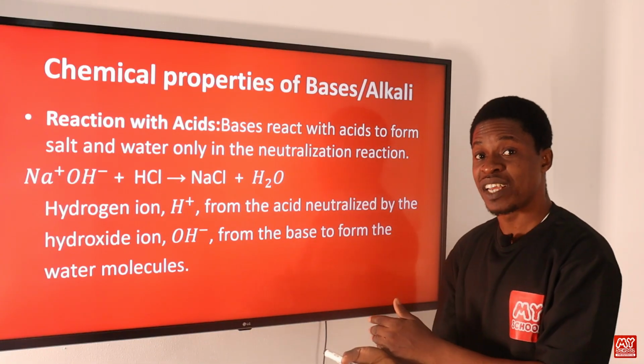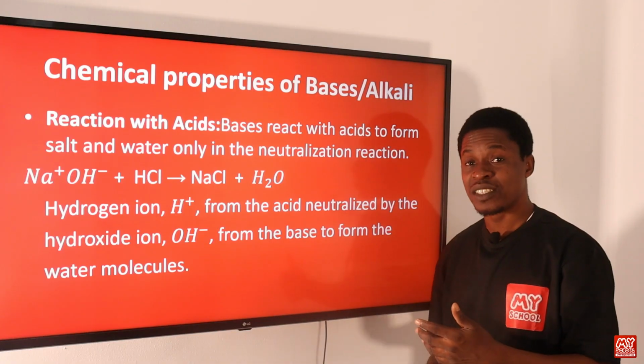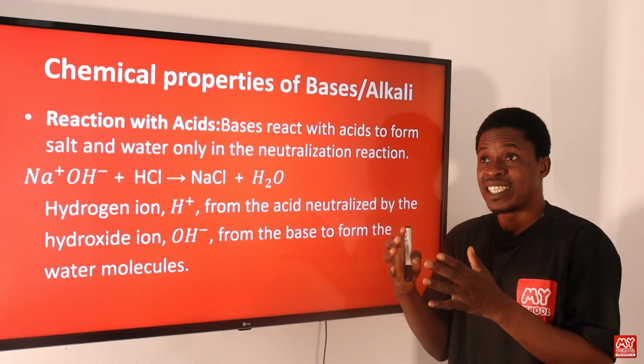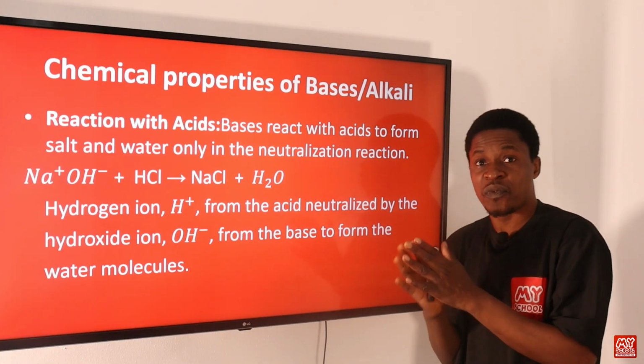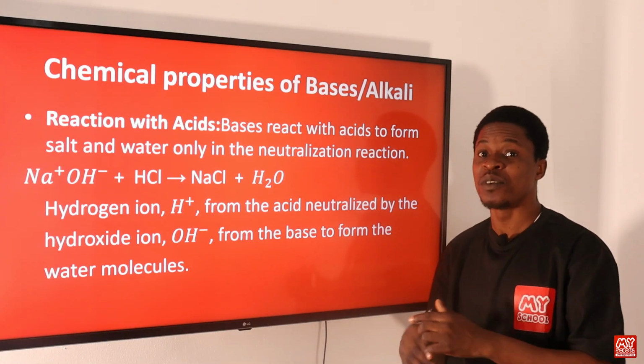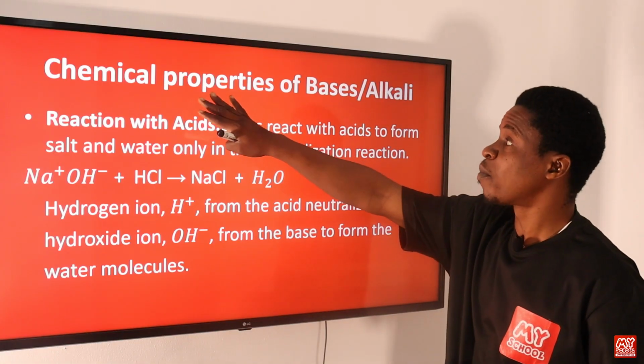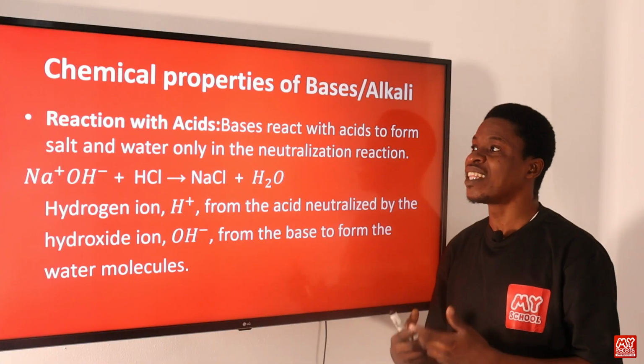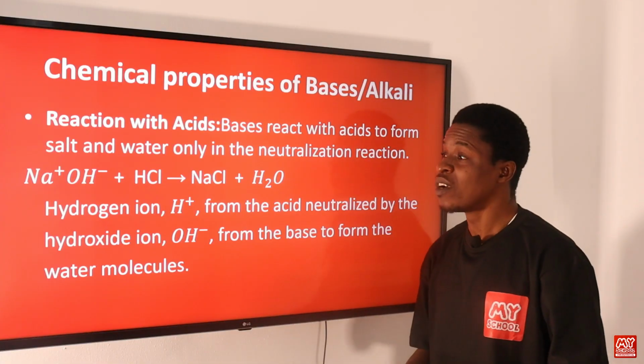But if you burn your firewood, it turns into ashes and charcoal. You can't bring the ashes and the charcoal back to form that wood. So that is a chemical reaction. So when we talk about chemical properties of bases, we are talking about chemical changes that occur when that particular substance undergoes a chemical reaction.